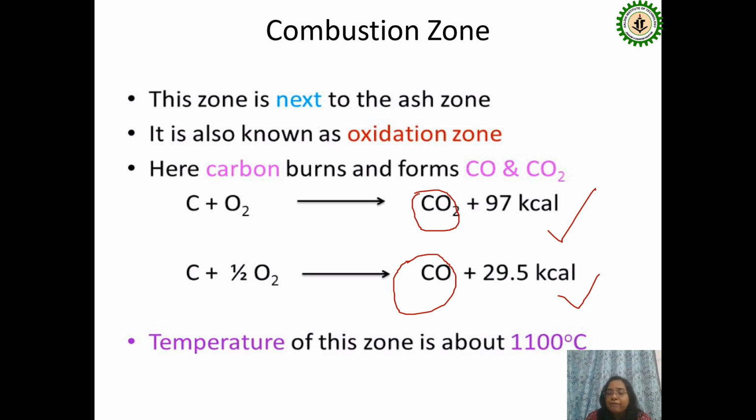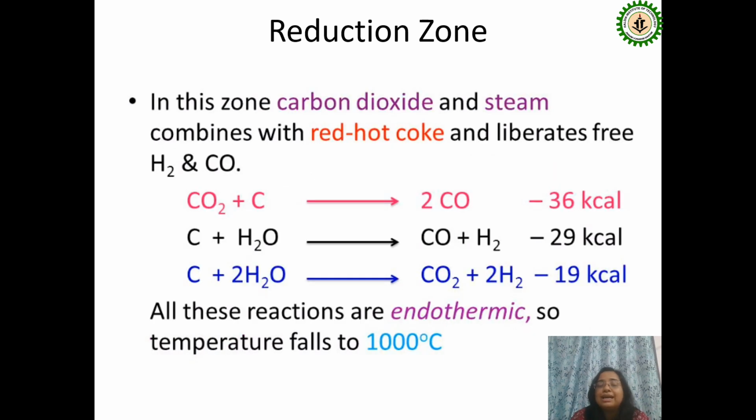So here we have already discussed the two zones, the ash zone and the combustion zone. So our next zone is what? Our next zone is the reduction zone. In the reduction zone, what happens? This zone is known as the reduction zone because the reduction reaction takes place.